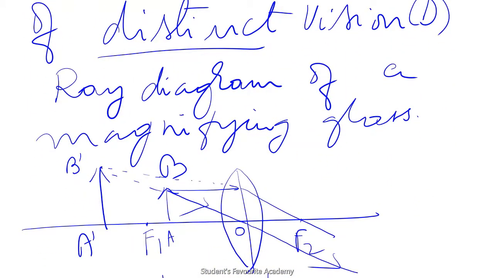Then, why do we need a magnifying glass? Because the size of the image formed on the retina depends upon the angle subtended by the object on the retina. So the smaller the object, the smaller the angle it subtends. If the angle subtended by the object on the retina is less than 1 minute, that is 1 upon 60 degree, then the image formed will be very small and we cannot see it. So in such a case, we use a magnifying glass.